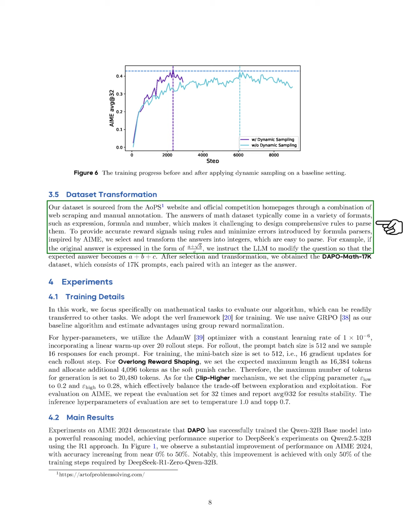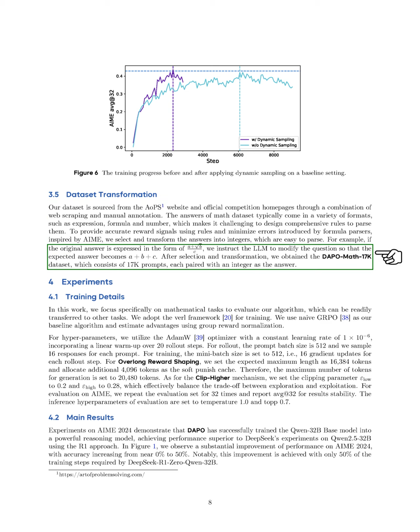For our dataset, we sourced it from the AoPS website and competition pages, using web scraping and manual annotation. The answers varied in format, making it hard to create parsing rules. To ensure accurate reward signals, we transformed answers into integers, simplifying parsing. For instance, if an answer was originally in a complex format, we adjusted it to a straightforward integer. This process resulted in the DAPO Math 17K dataset, containing 17,000 prompts paired with integer answers.